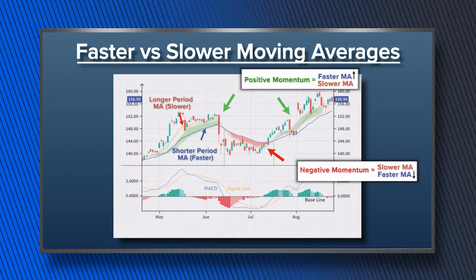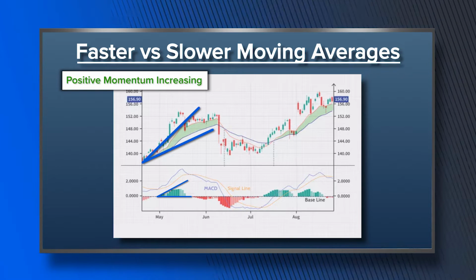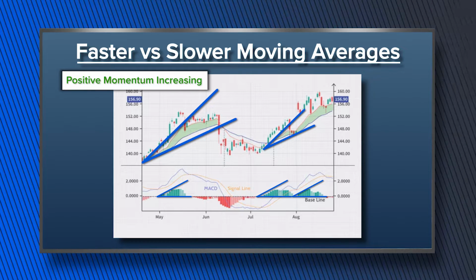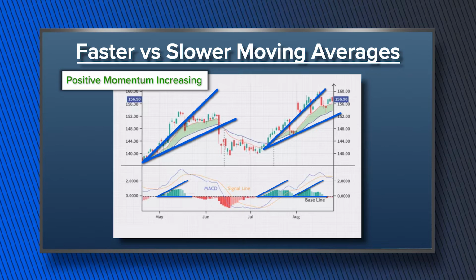And when the faster one moves above the slower one and starts moving further and further away from it, that means momentum is increasing. Again, if that's happening in the upwards direction, it means positive momentum is increasing. When you have a stock or an index where positive momentum is increasing, it's really strong and very hard to knock down. It actually takes a couple of chops at that stock or index before it does turn around, and I'll dive into that in just a second.